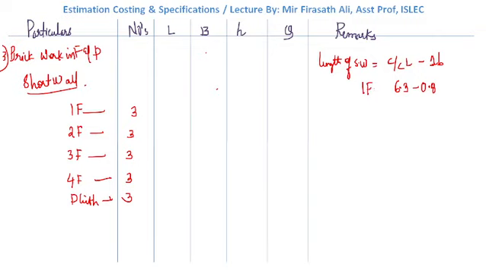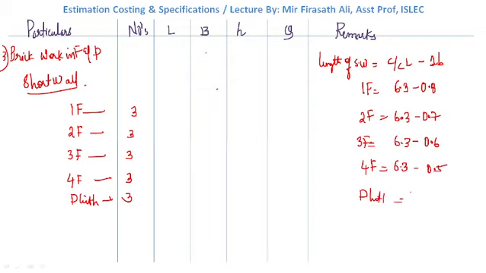This is for first foundation. Second foundation, 6.3 minus 0.7. Third foundation, 6.3 minus 0.6. Fourth foundation, 6.3 minus 0.5. Plinth, 6.3 minus 0.4. We need to write all these values. What is the value of 6.3 minus 0.8? It is 5.50.